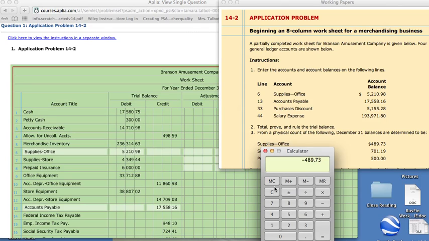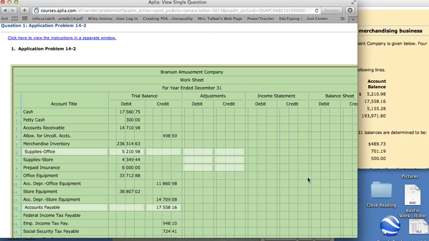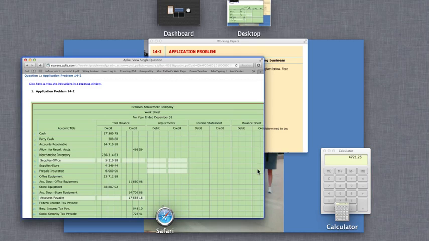No, somehow it didn't work. Let me try again. So I'll do 5210.98, subtract 489.73. So this is our adjusting entry, 4721.25. And since this amount got smaller, we're going to have to credit our supplies, 4721.25.